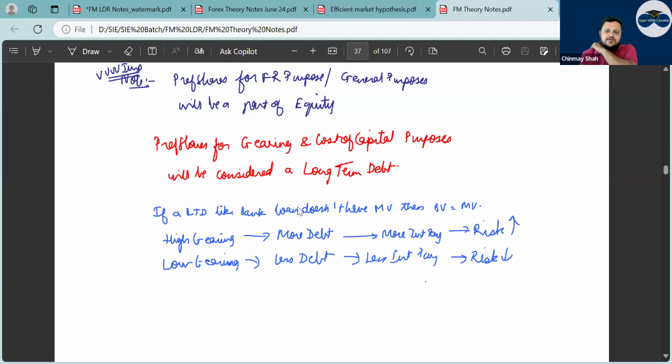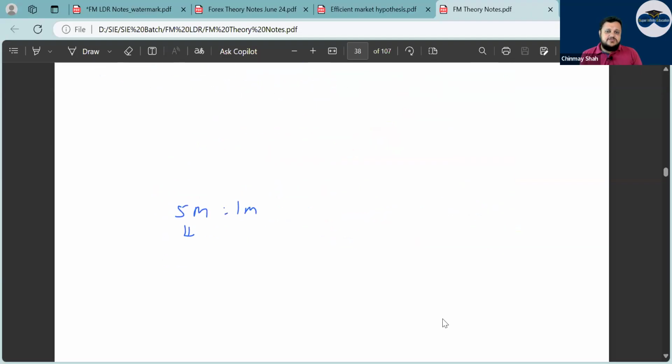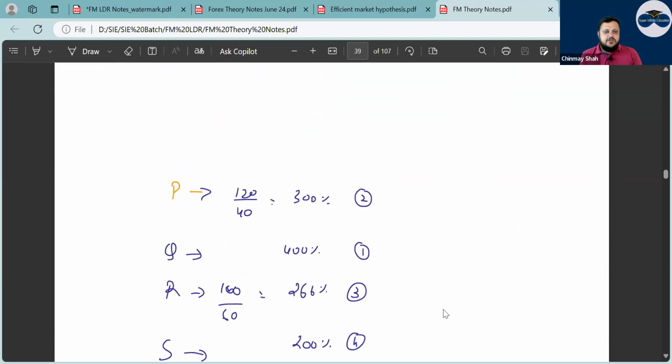High gearing means more debt, which means more interest payment, so risk is higher. Low gearing means less debt, less interest payment, so risk is low.